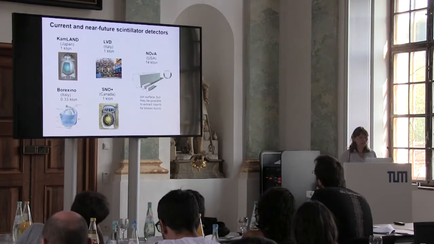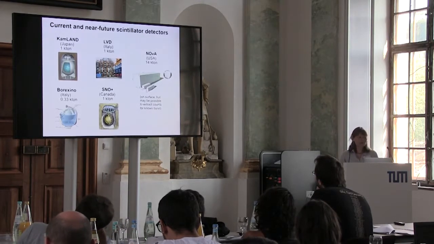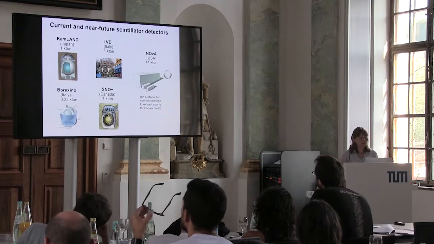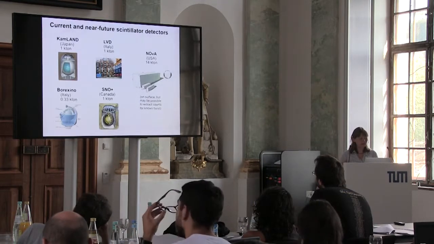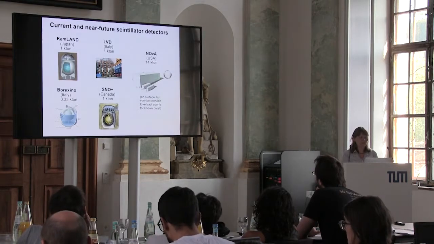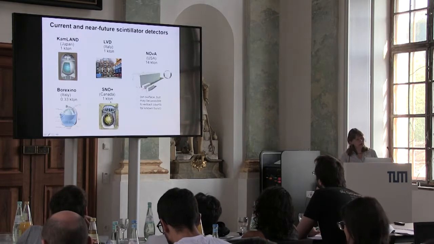Okay, so here's the rogues' gallery of current and near future scintillator detectors. There's KamLAND in Japan, 2 kilotons. There's a segmented detector called LVD in Italy. Borexino, a third of a kiloton in Italy, famous for solar neutrino detection. SNO+ is, I think, currently filled with water, but will have scintillator. It is in Canada, and is actually going to do double beta decay, but will still be sensitive to supernova.